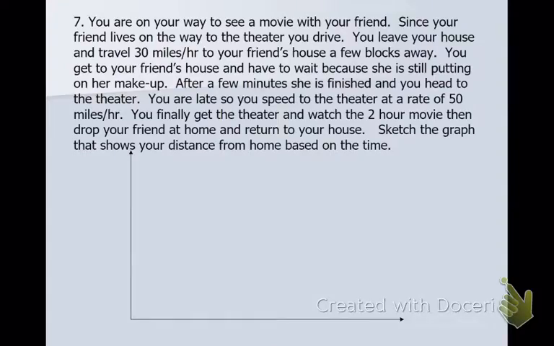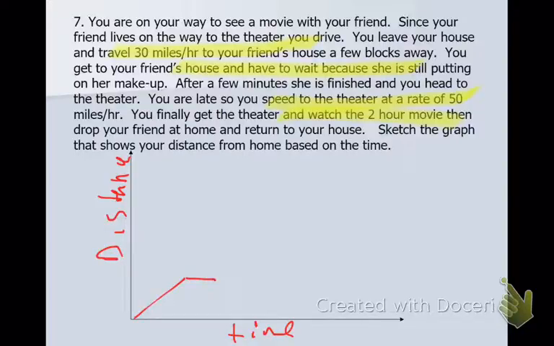Sorry. So anyway, 30 miles from home. You have to wait for 20 minutes or for a few minutes. Then you speed, so you want to show that. Watch the movie for 2 hours, then drop her off at home. So, sorry, I don't know if you got to see that. You could always back the video up, I suppose, to see it. But so you drive, get to your friend's house, wait a few minutes, and you got to speed, make this noticeably steeper. Watch the movie for 2 hours, drop her off, and then get home. And so your graph should look something like that.